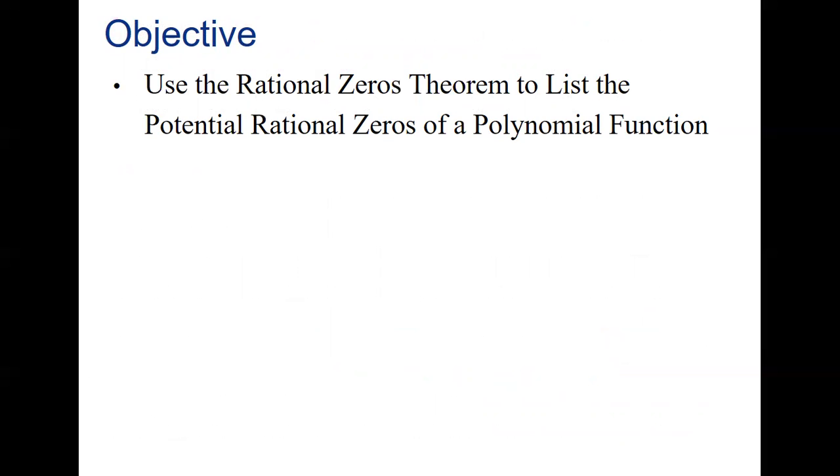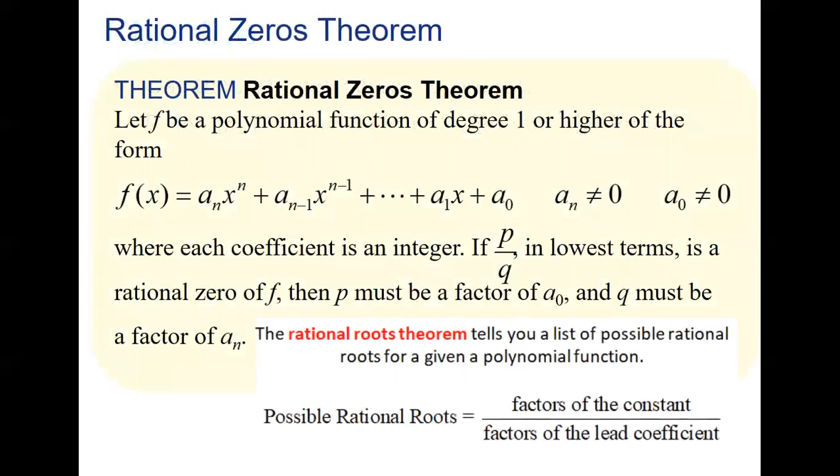So, use the rational zeros theorem to list the potential rational zeros of a polynomial function. Does saying P over Q ring any bells? I say P over Q? No. None? Maybe if you see it. A little bit.